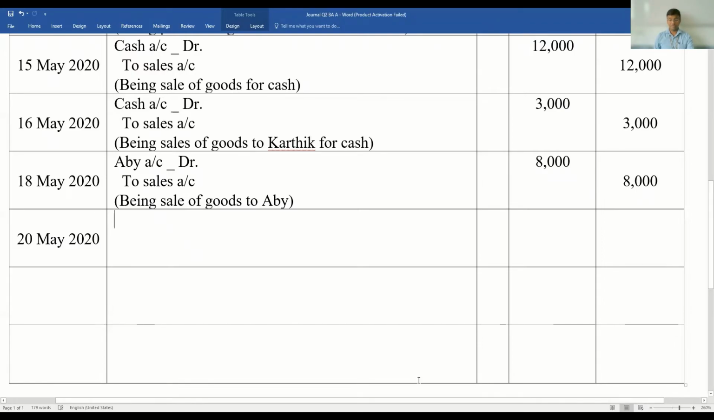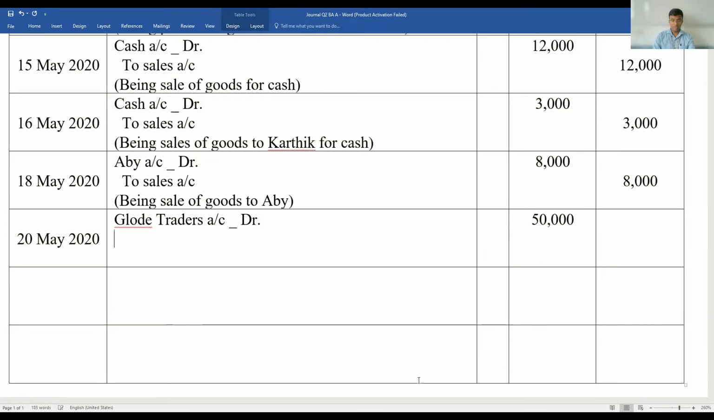Globe Traders account we know is personal. Golden rule is debit the receiver, credit the giver. When you make a payment to Globe Traders, what is happening? Globe Traders are receiving the payment. So Globe Traders account debited 50,000 to cash account 50,000 being payment of cash to Globe Traders.